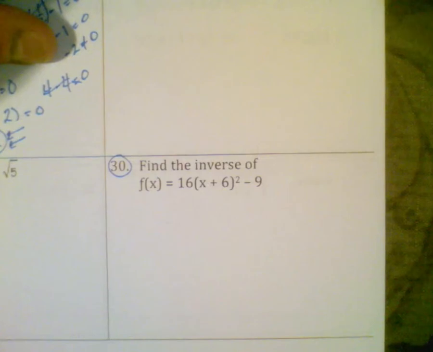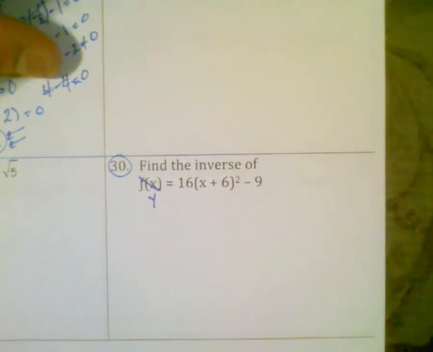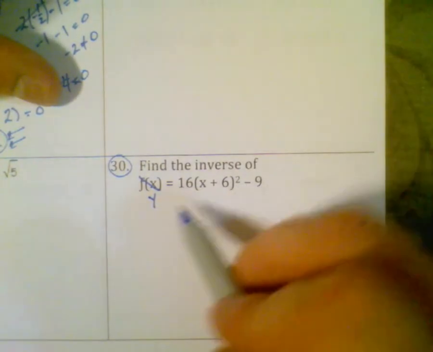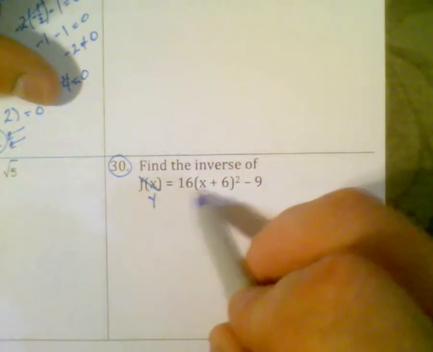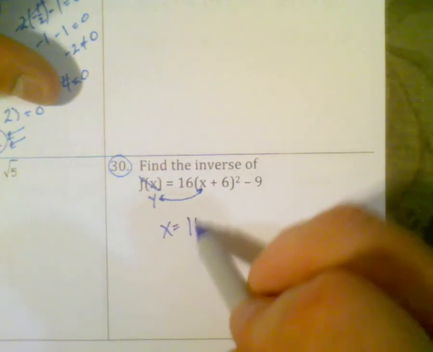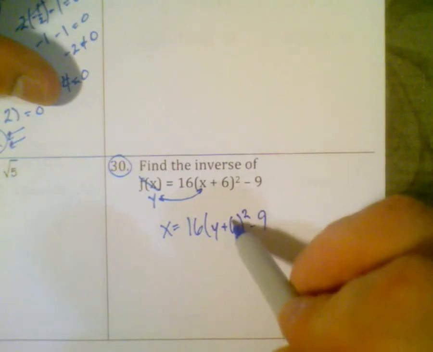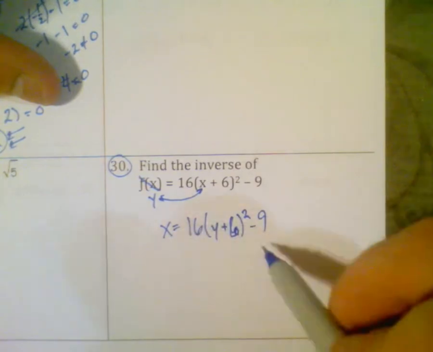Okay. So find the inverse of this problem. You need to first change f of x into a y. Alright, so then you got y equals 16 times (x plus 6) squared minus 9. Then remember, for inverses, you just flip the x and y. So that and that switch. So you'll have x equals 16 times (y plus 6) squared minus 9. And your goal here now is to get the y by itself. So move the 9 over.